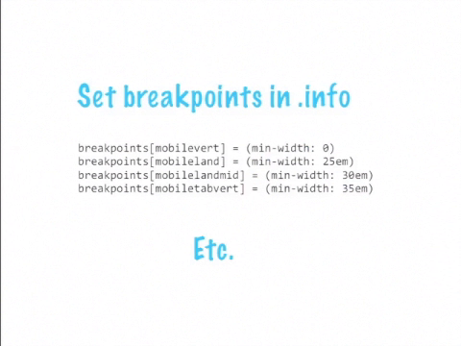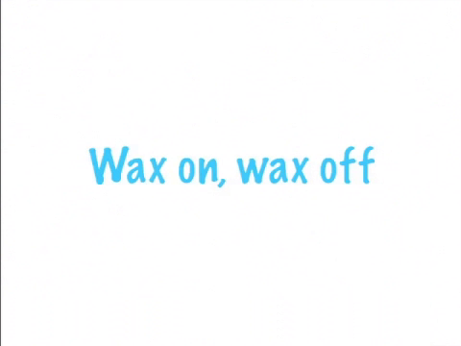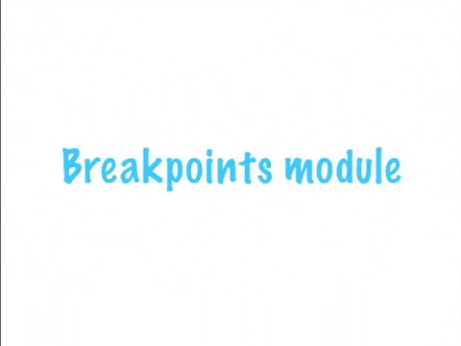We go into the theme's .info file, and we put our breakpoints there. And then if our theme is already enabled when we've done that, we need to go into Appearance and disable the theme, and then re-enable it for these breakpoints to register with Drupal. Now you would go to Configuration, Media, Breakpoints, and all your breakpoints should show up there.